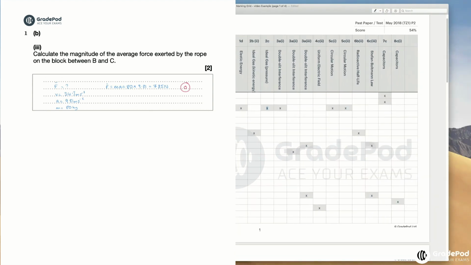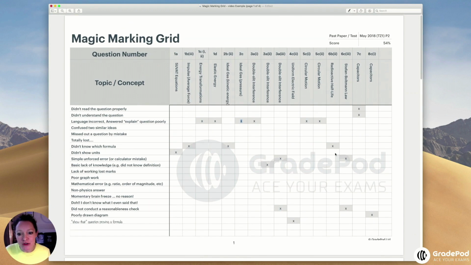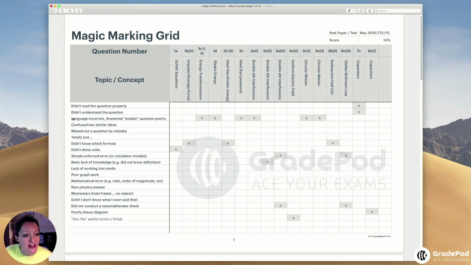And then you'd come back to your magic marking grid and you'll start to see a trend. And that trend will show you where you need to improve in your revision towards tests. So I know that I need to improve my explain style questions. I also notice that I'm losing quite a lot of marks on double slit interference. Can you see these three columns here are about double slit interference? So I feel like I should go and revise double slit interference. I'm sorry to tell you, I didn't know the formula very much. So I need to go and revise my formulas, have a look through the data booklet.